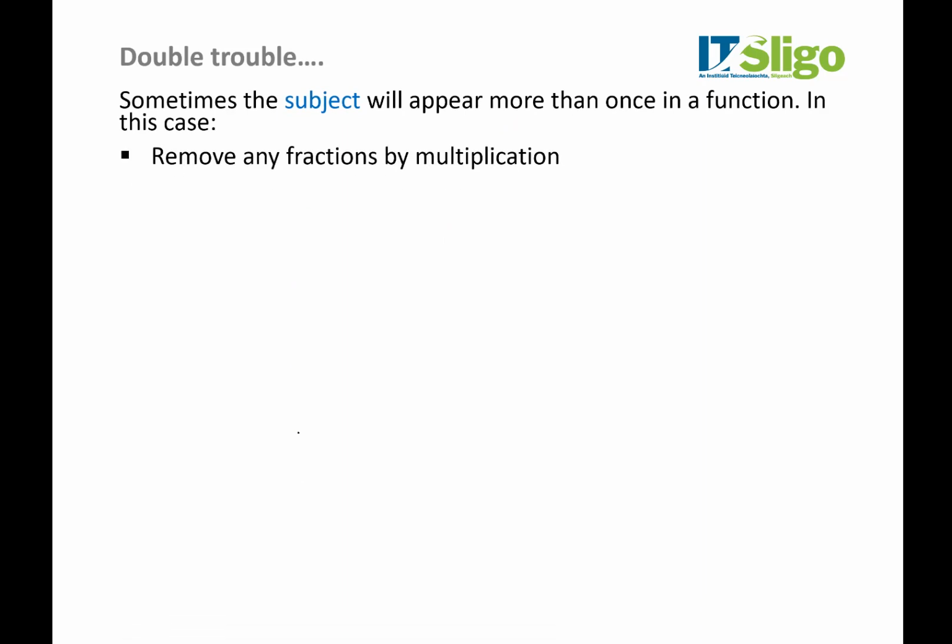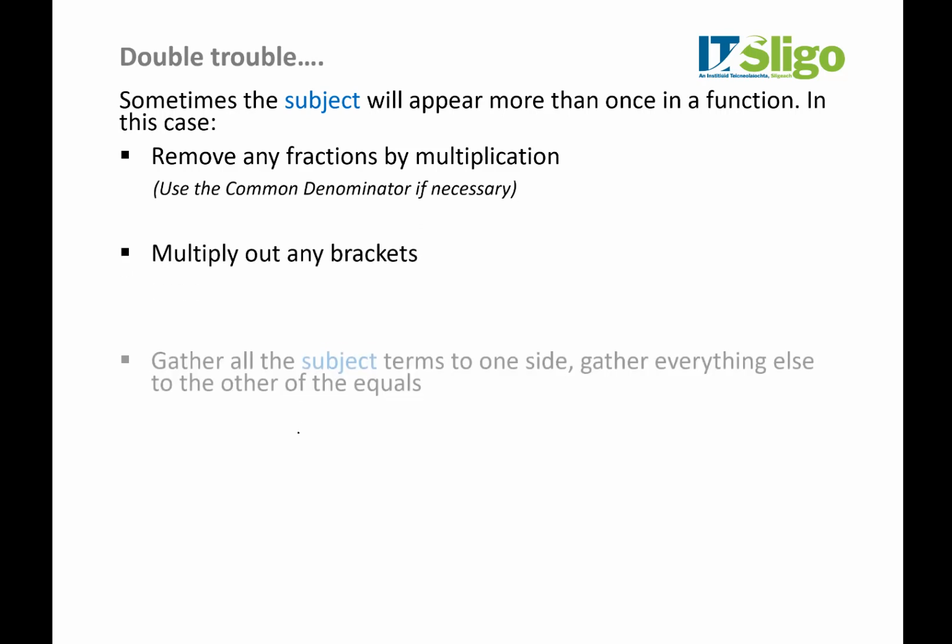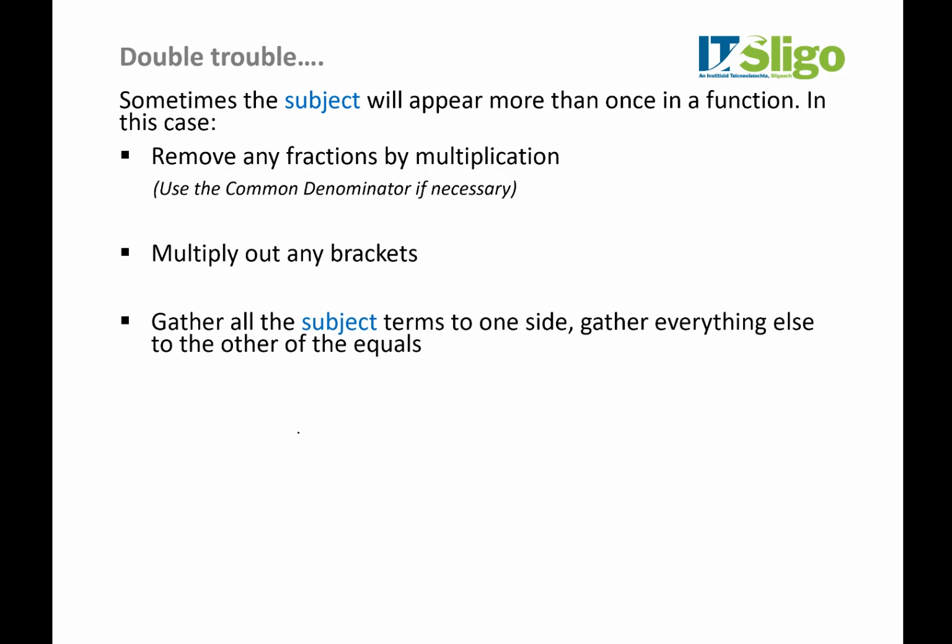Double trouble. Sometimes the subject will appear twice or more. So there's a sequence of things to do. Get rid of any fractions, any rational terms to be a little bit more formal, by multiplication. Use common denominator if needed. Multiply out any brackets. Gather all the subject terms to one side. That, guys, is really our fundamental goal with these. Gather all the subject terms to one side and everything else to the other side of the equal sign.